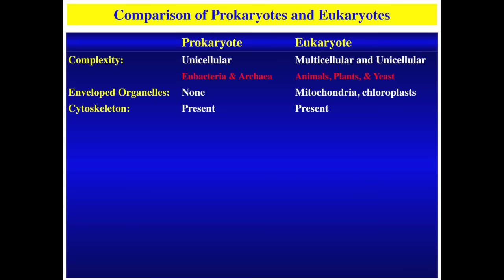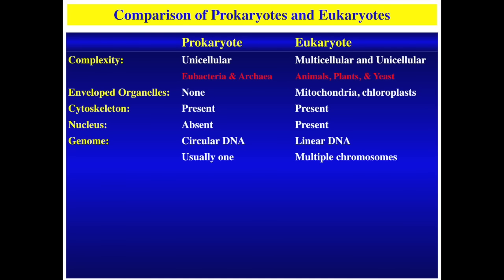Prokaryotes do have a cytoskeleton, but it is not as complex as the cytoskeleton in eukaryotes. Prokaryotes do not have a nucleus. Their DNA is not enveloped in a cell membrane. But for eukaryotes, this is one of the defining things about them, that their genome is stored inside the nucleus, enveloped in a membrane. The genome of prokaryotes is circular, and for eukaryotes, it's linear.